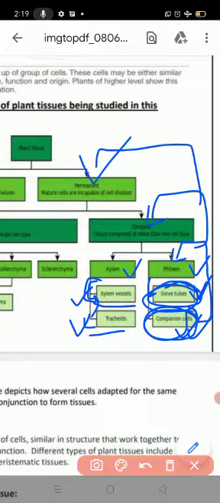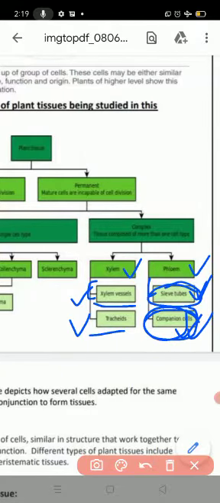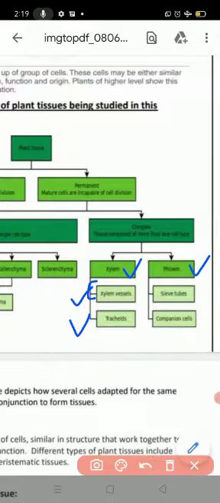Understood? Now overview this, once again overview this picture. Okay, look at this.